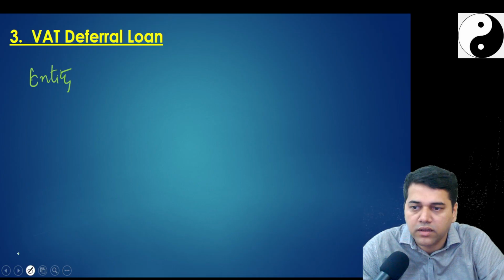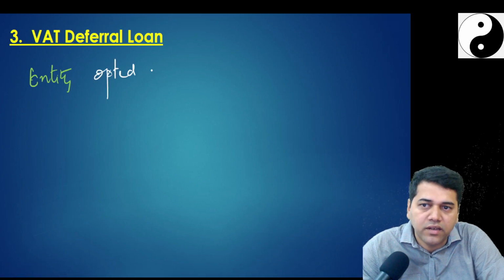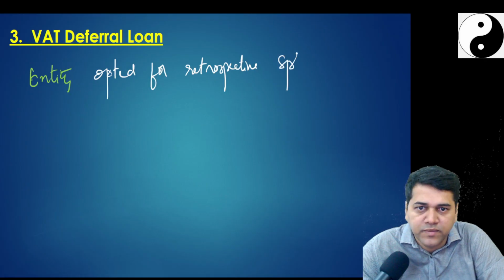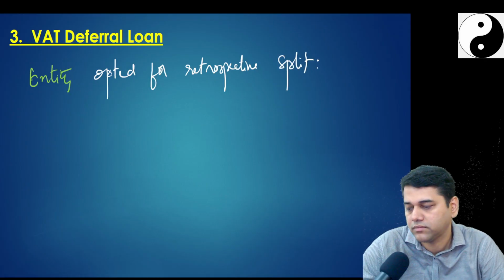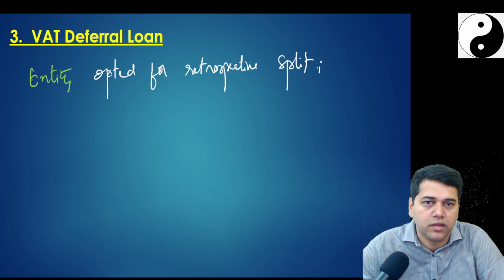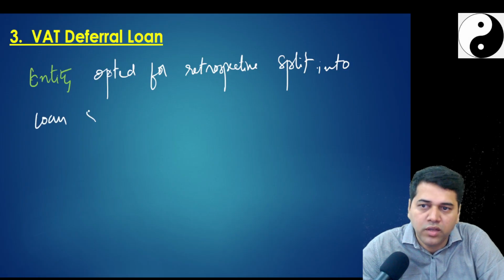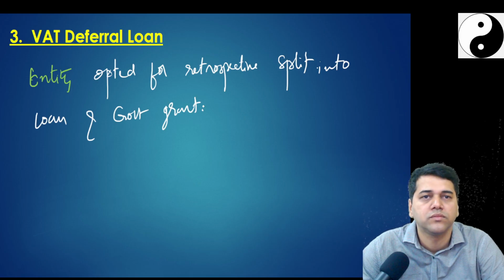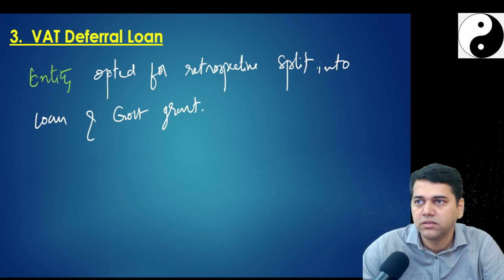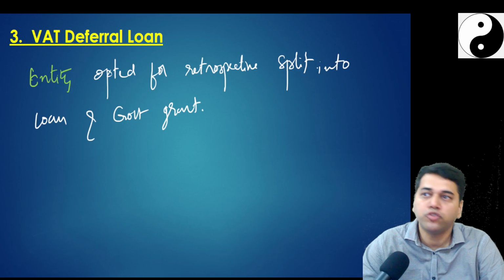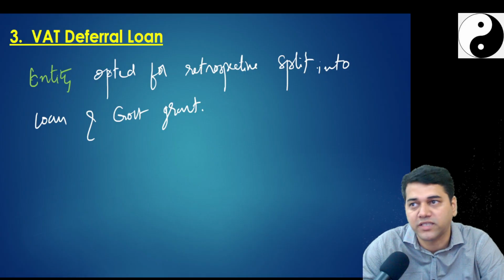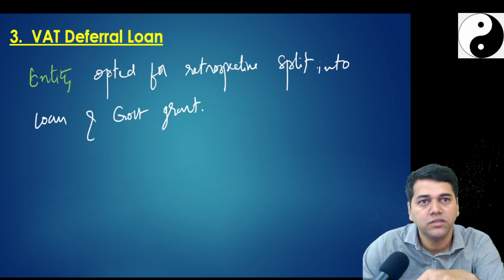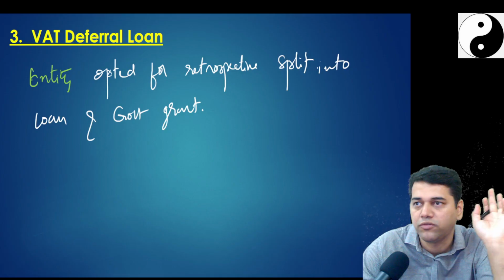Entity opted for retrospective split into loan and government grant, which is permitted. If you didn't have information, you need not split it, but you should have prepared one new amortization schedule, because your loan amount is 60 lakhs, which is repayable in the next 5 years. At what rate? IRR 10%. You should have prepared an amortization schedule and charged going forward.